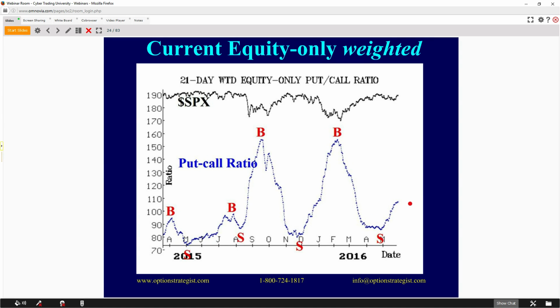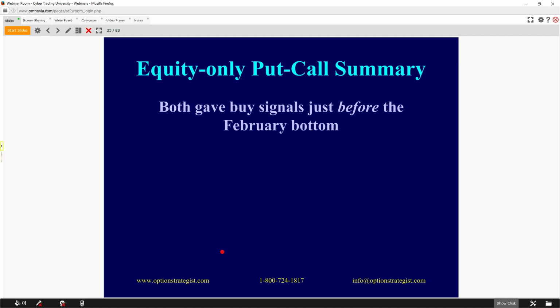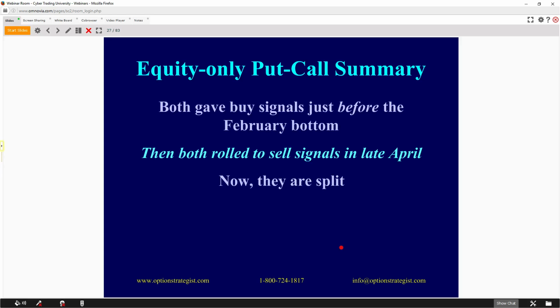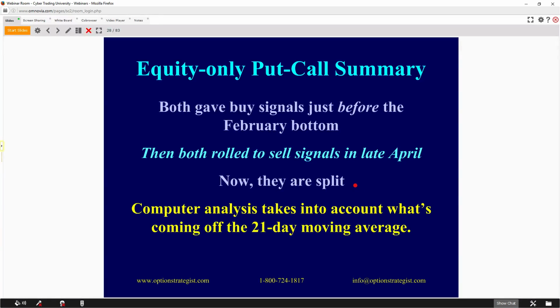Now, it does look like it might be getting ready to roll over, and I'm going to talk a little bit more about that later on. But so far, it has not rolled over to a sell signal. So these are our two main put call ratios that we look at. They were in sync at the February bottom, and in fact, they were both in sync in late April when they gave sell signals. But now they've divided. The standard ratio, the first one, is on the buy signal, the weighted ratio is on the sell signal. So we're waiting to see.